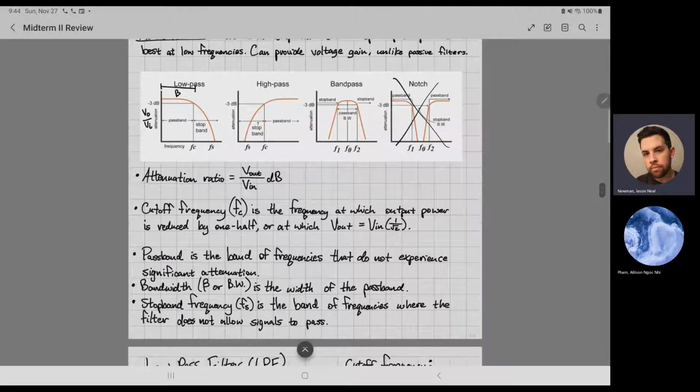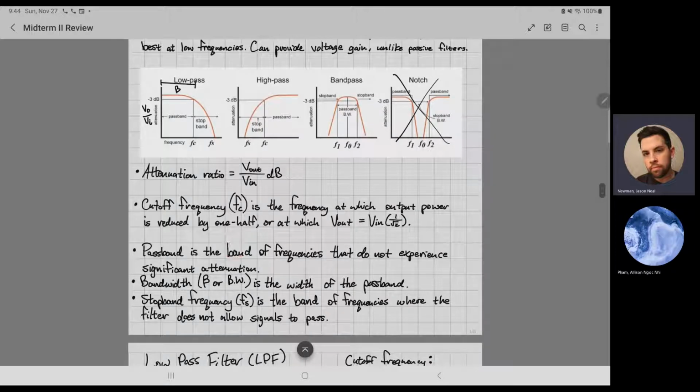Yeah, so we talked about all this stuff. Here's a few quick definitions for you guys. These are pretty useful.